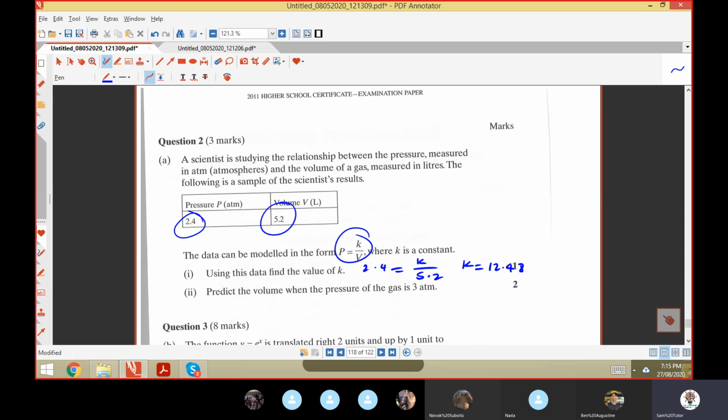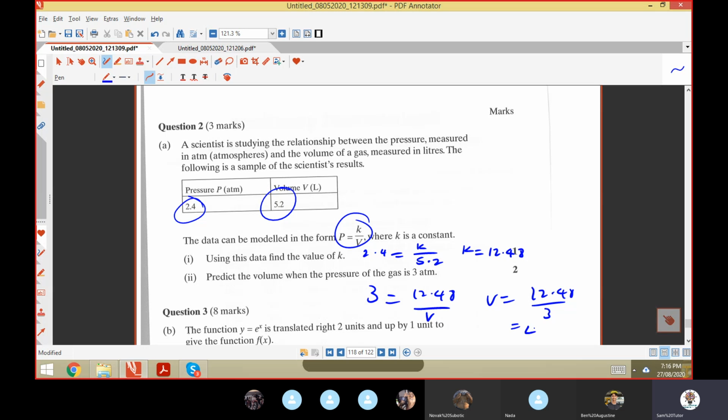Predict the volume when the pressure of the gas is 3 atm. P is 3, so 3 equals 12.48 on V. V equals 12.48 on 3. That should be what, 4.16? Yeah.